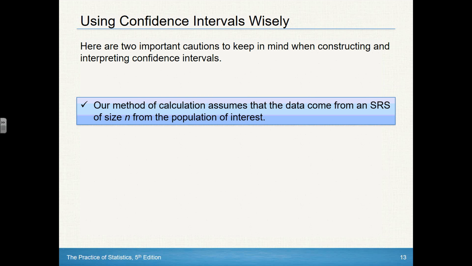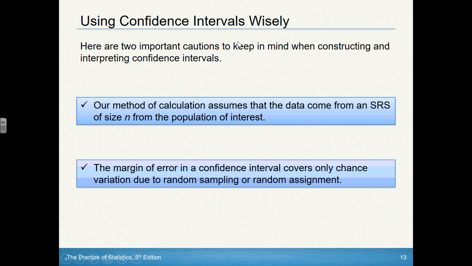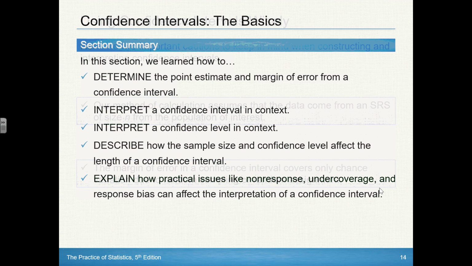Keeping in mind here, our method of calculation assumes that the data comes from an SRS of size n from the population of interest. If you don't have an SRS, then you have no confidence that your x bar or your p hat is going to be representing the population. So checking to see that you have collected your data in an intelligent and ethical way is really important. It's a condition that you need to check. And the margin of error in a confidence interval covers only chance variation due to random sampling or random assignment.